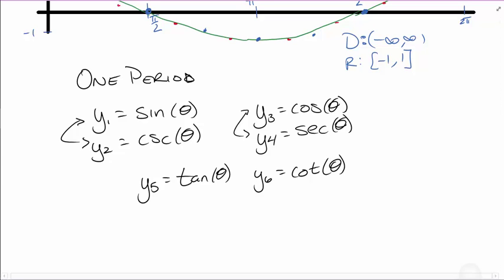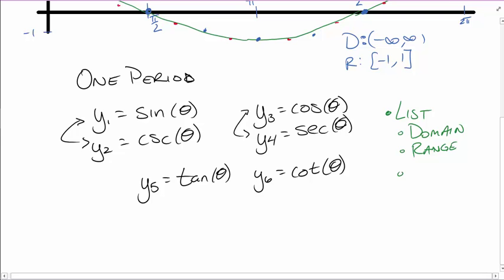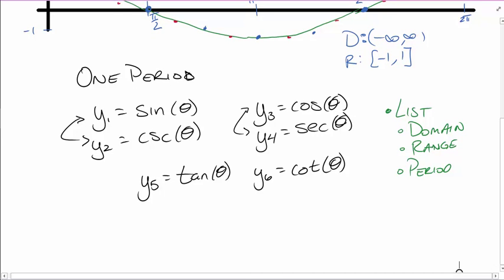For each of these functions, I would like you to list the domain as well as the range. I would like you to think about a period length. What is one section that we could use to copy over and over and over to get the complete graph? Other things that might start to pop up are going to be vertical asymptotes. We didn't see that with the cosine function, but we will see that with some of the other trig functions.